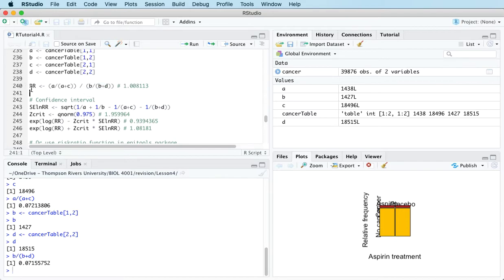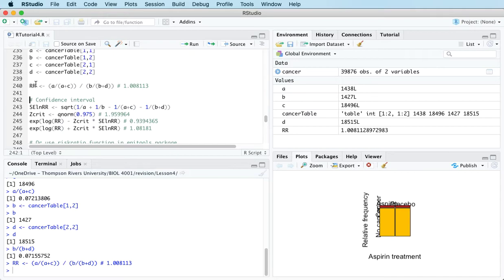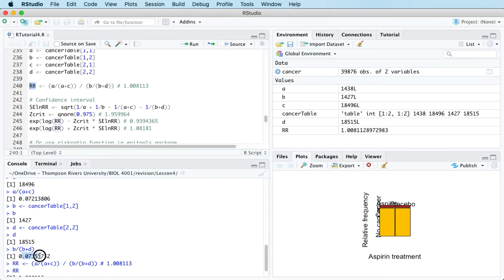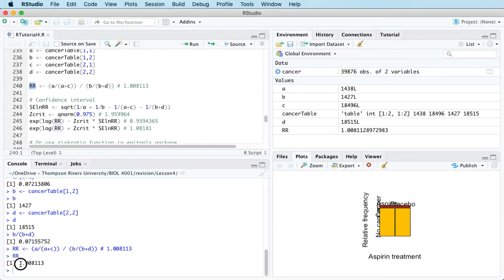So if we think about the ratio of this number to this number, that's something called relative risk. I've abbreviated that as RR. In this case, it comes to 1.008113. It's a number that's ever so slightly bigger than 1 because the probability in the aspirin group was ever so slightly higher than the probability in the placebo group. Okay, so that's why this relative risk is bigger than 1.